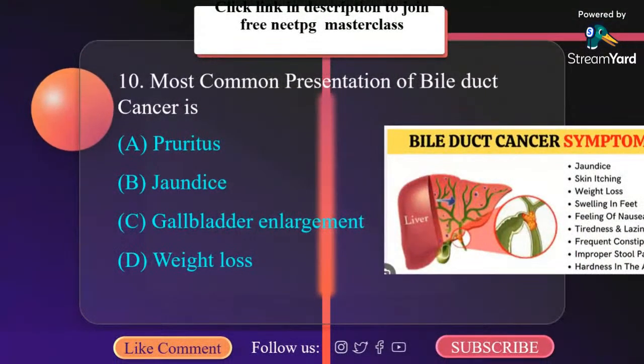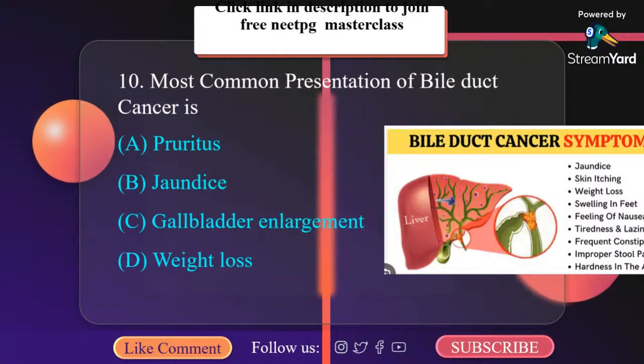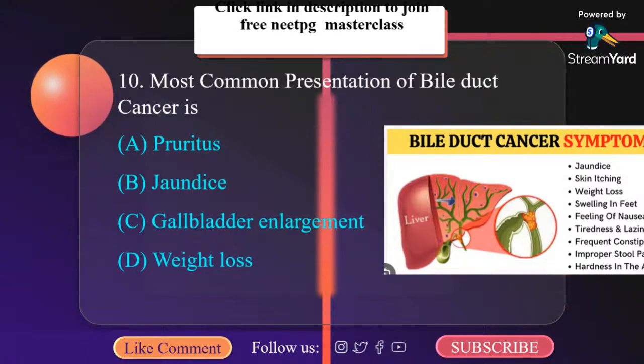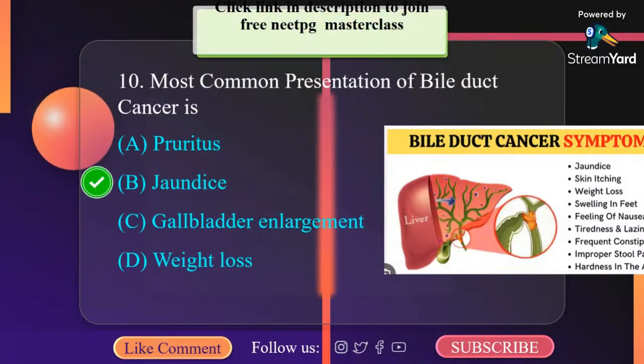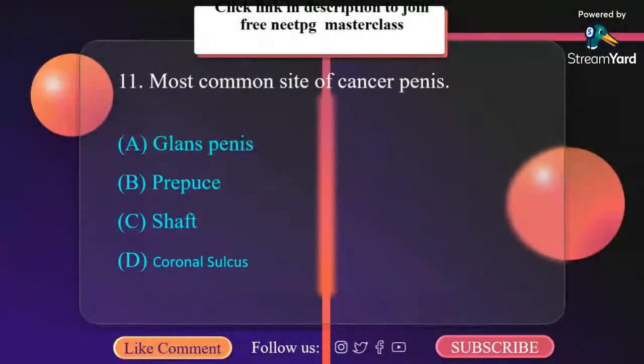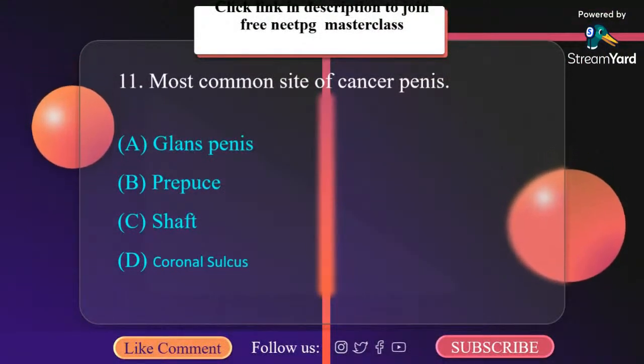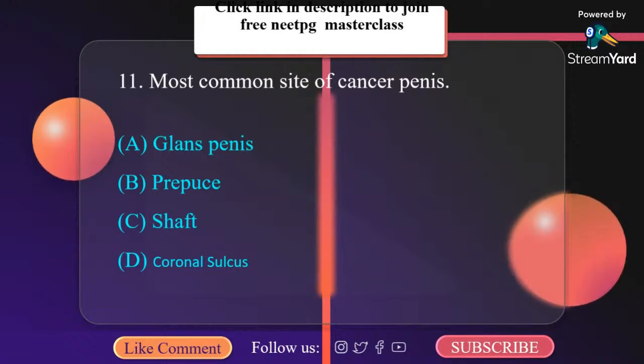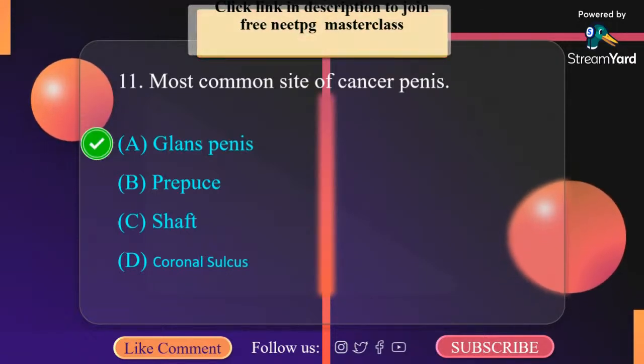Most common presentation of bile duct cancer is A. Pruritus, B. Jaundice, C. Gallbladder enlargement, D. Weight loss. It is jaundice. Most common site of cancer penis is A. Glans penis, B. Prepuce, C. Shaft, D. Coronal sulcus. It is glans penis.